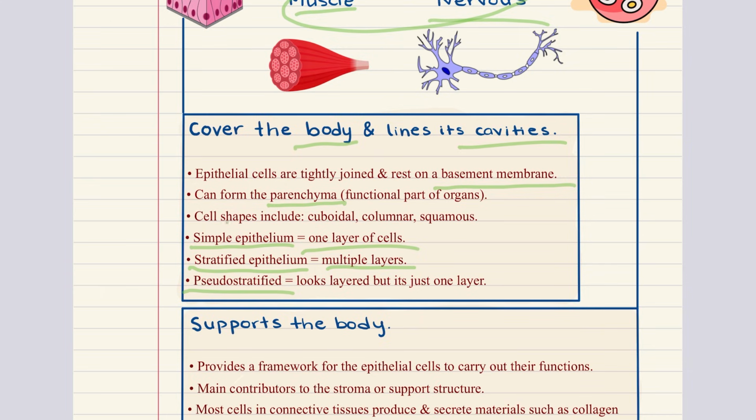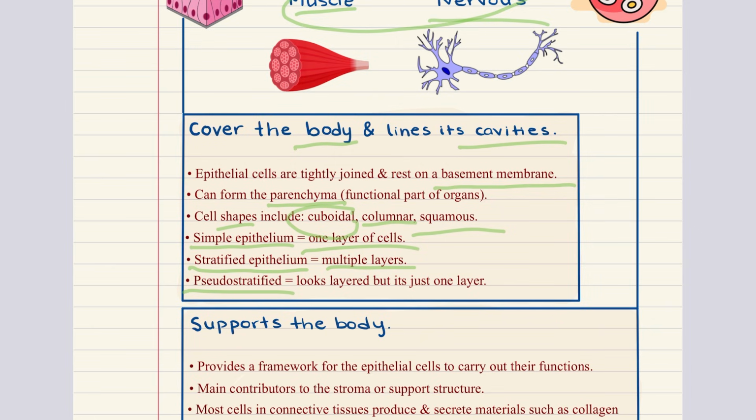Then, in terms of shape, epithelial cells can be cuboidal, which is cube-shaped. They can be columnar, which are tall and more rectangular, or they can be squamous, which is flat and scale-like. These structural differences influence how the epithelium functions. So for example, squamous epithelium is ideal for diffusion, while columnar epithelium is more specialized for absorption and secretion.